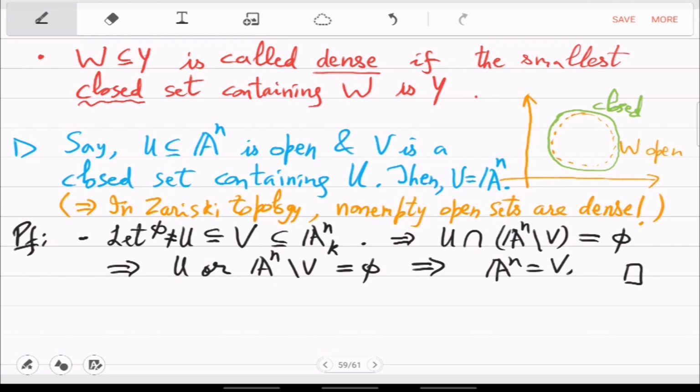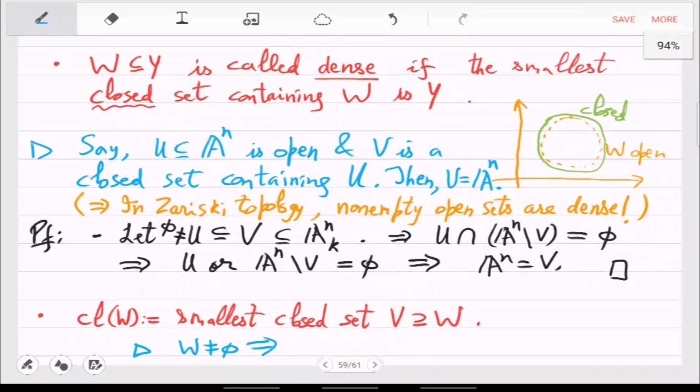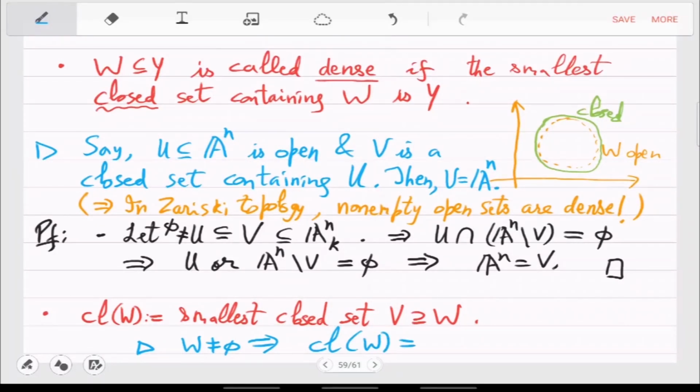We could have also defined closure. Let's do that. So closure of W is the smallest closed set V that contains W, but we have shown above that if W is not empty, then the closure of W is the whole of Y. Okay, so in our course, the closure of an open set will always be everything.